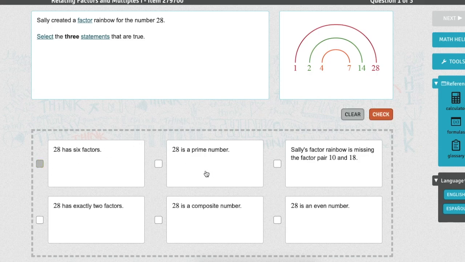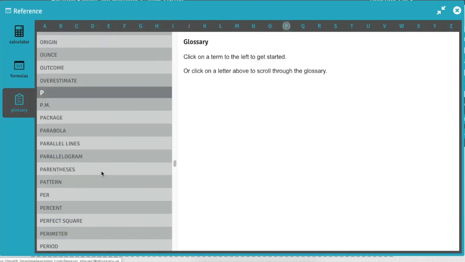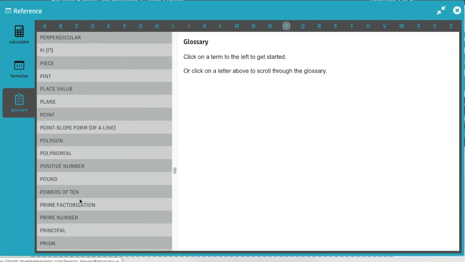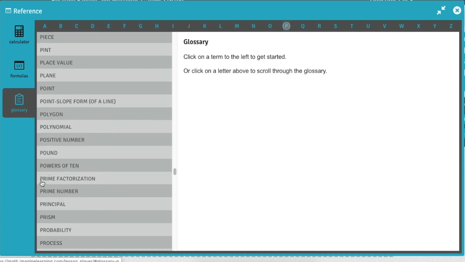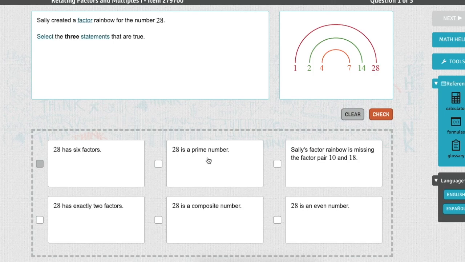Okay. Is 28 prime? Do you guys remember what prime means? If you don't, you go over here and you click on P and you find the word prime. Well, we got prime number. It says a whole number with exactly 2 factors, the number itself and 1. The number 1 is not a prime number because it only has 1 factor. But 28 has multiple factors. That makes it what we call a composite number.